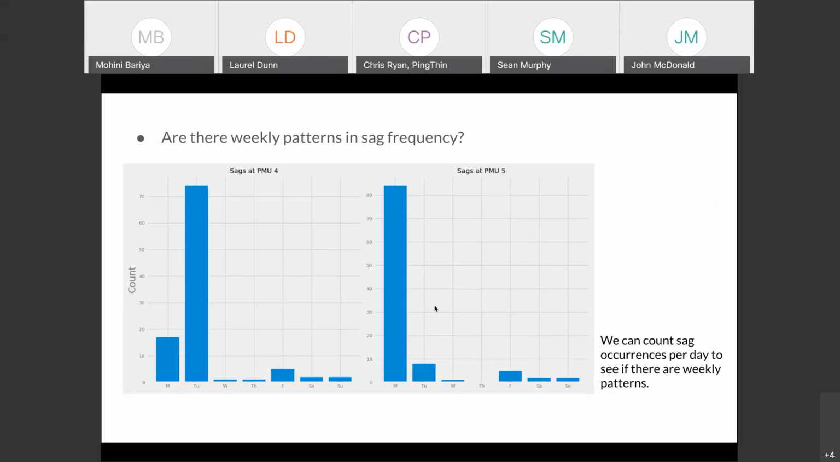Finally, I can look at the frequency of sags over days of the week and ask about whether there are weekly patterns in the sag frequency. This is made very easy by the platform because I can work easily with the timestamps on the measurement data and do this analysis. And at two different PMUs, I do see that there are some very distinct days on which I have more sags. That was the extent of my analysis of this. Of course, you could do more analysis to find out why that may be the case.